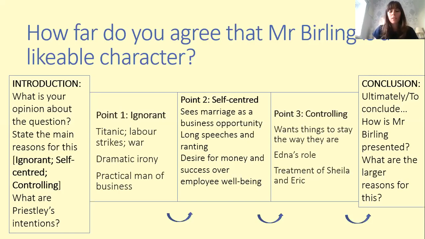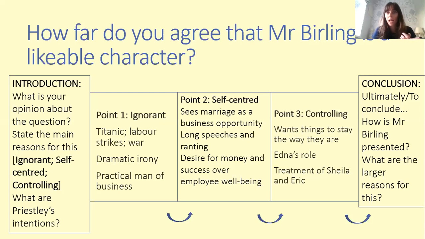So then if you zoom in to that second box I've got, that would become a paragraph. So my first point: Mr. Birling is an ignorant character. And I think examples of that consist of when he believes that the Titanic is unsinkable, absolutely unsinkable. We see here that he is talking complete nonsense. He also doesn't believe that labour strikes can happen.